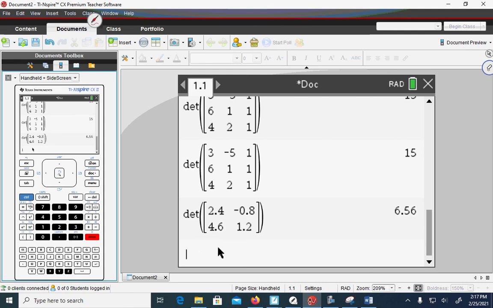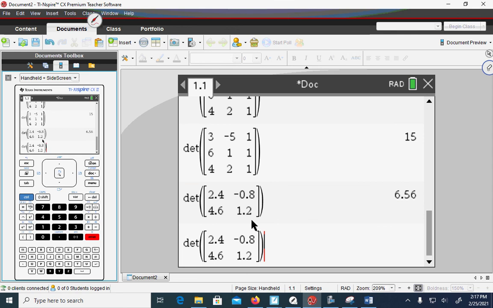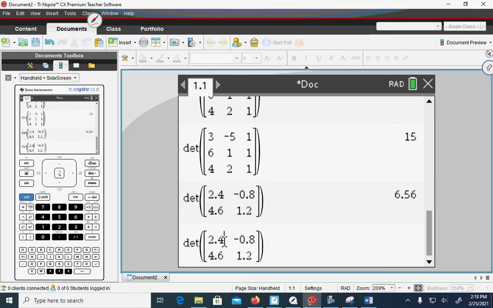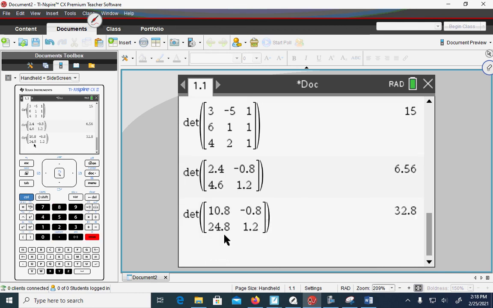And now I'm going to go up and grab this from before. Now the y column is staying the same. The x column is what is changing. So inside the x column, I'm putting the answers, which were 10.8, and then my second answer was 24.8. And when I do that, I get 32.8.